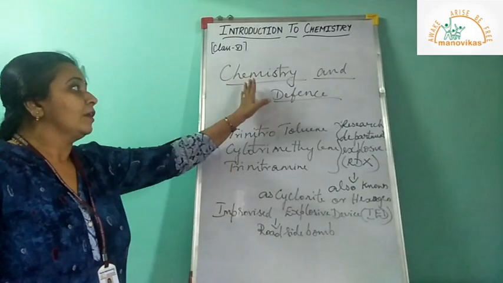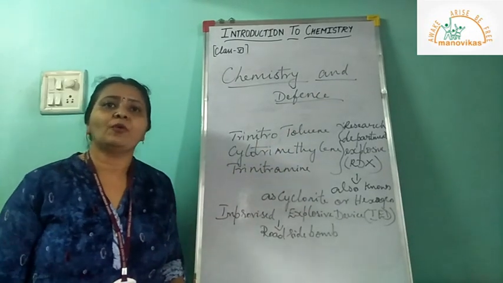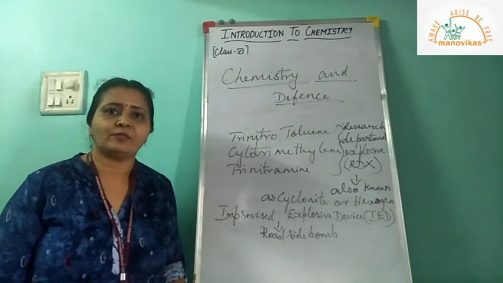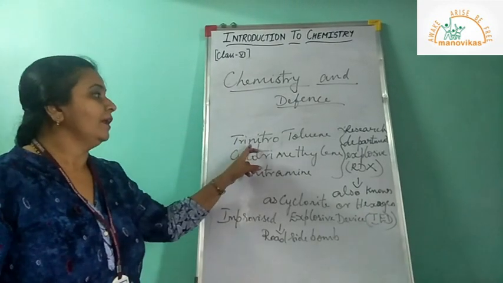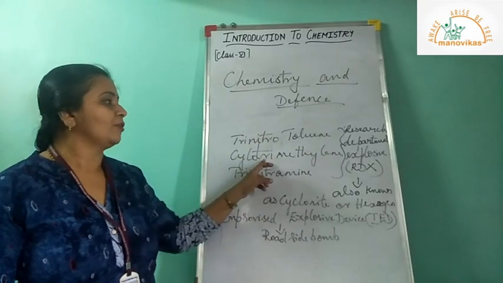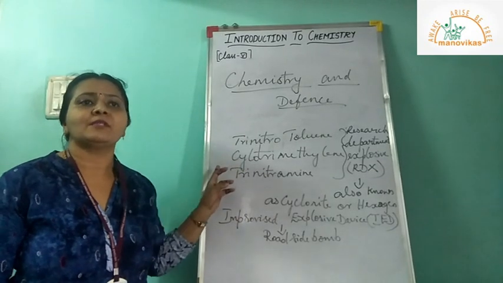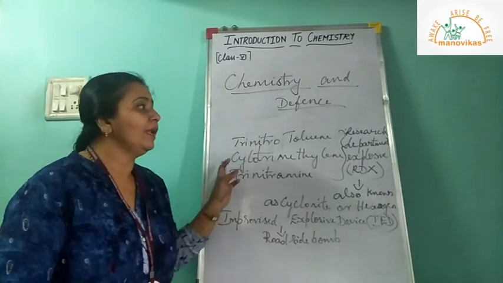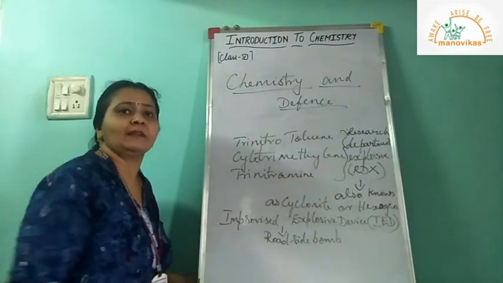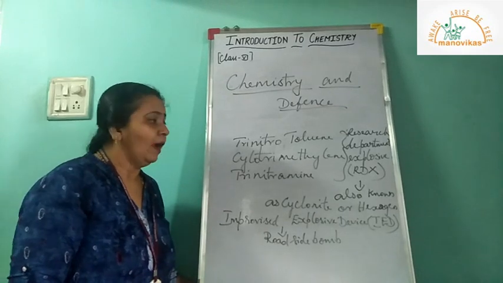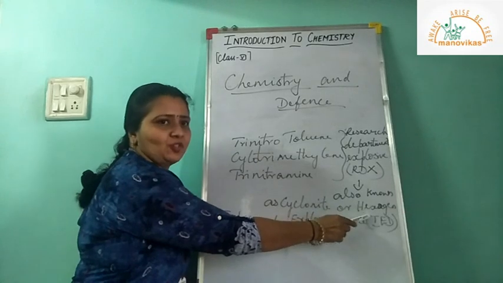Now let us see chemistry and defense. Chemistry plays a very important role in warfare and weapons. Let us come across few explosives like trinitrotoluene, cyclotrimethylene trinitramine. These are the examples of explosives. They are commonly or popularly known as Research Department Explosive, that is RDX, and it is also known as cyclonite or hexogen.